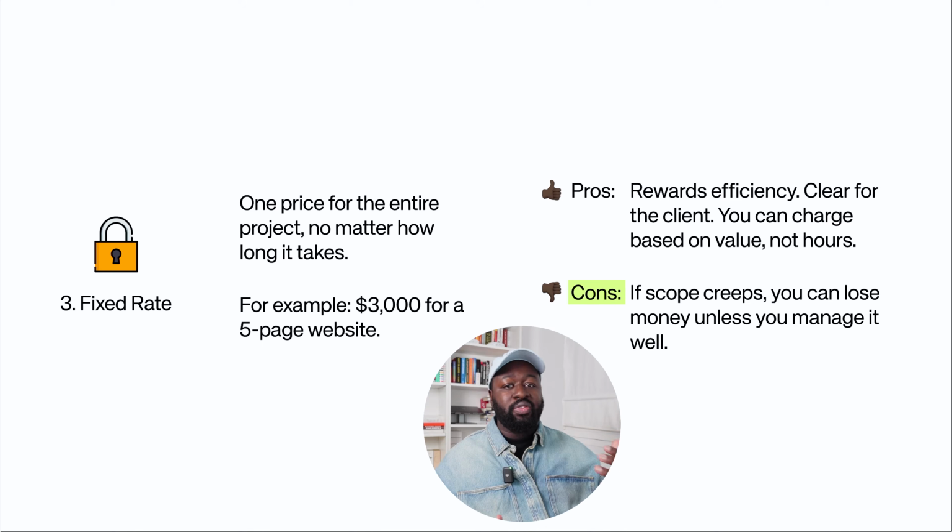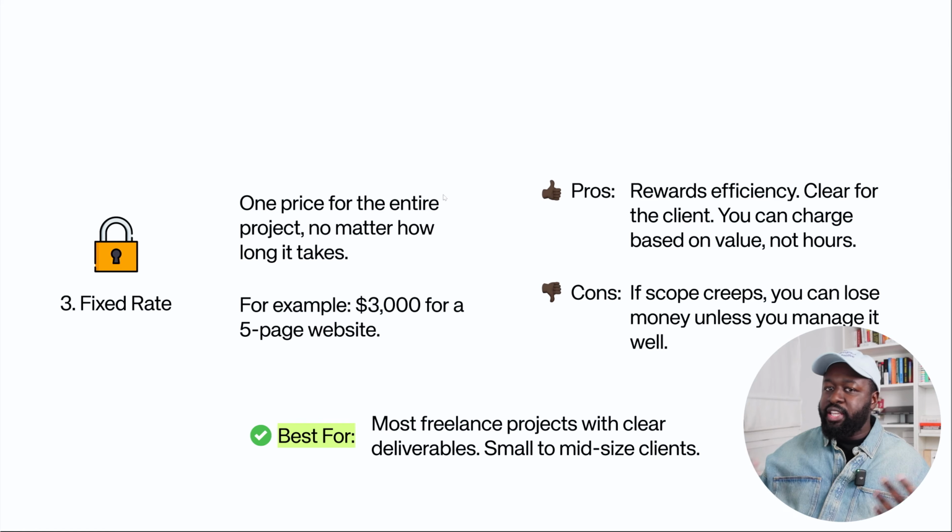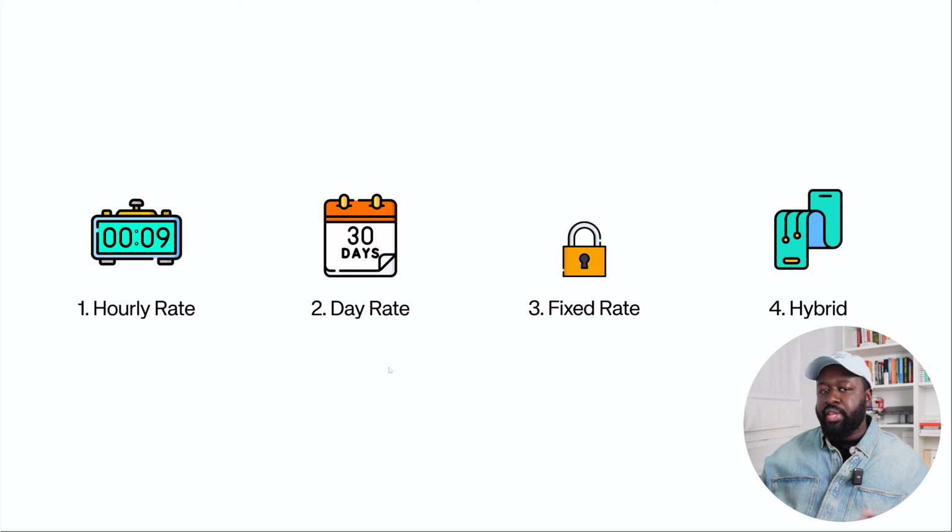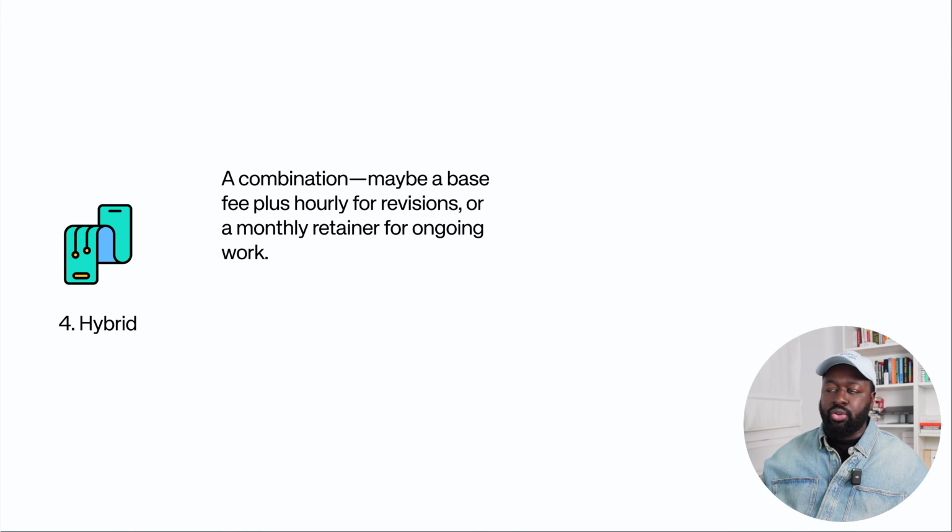Scope creep is basically when the client keeps asking for revisions and new stuff after the project is finished. And if you are not careful with that, it can turn into a nightmare. So always make sure that the scope is clear and reflected in the contract. And it's best for most freelance projects with clear deliverables, and usually for small to mid-sized clients. And the next one is hybrid, and this one is my favorite one. And it's a combination, okay?